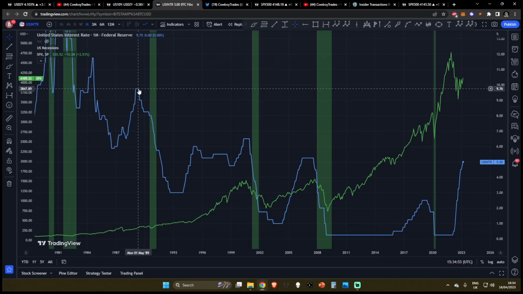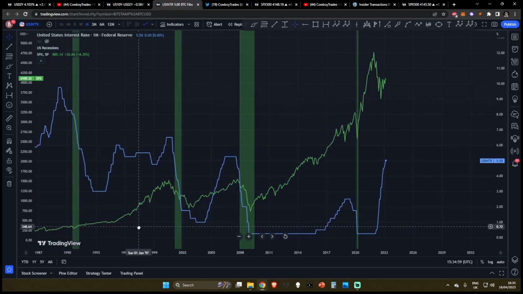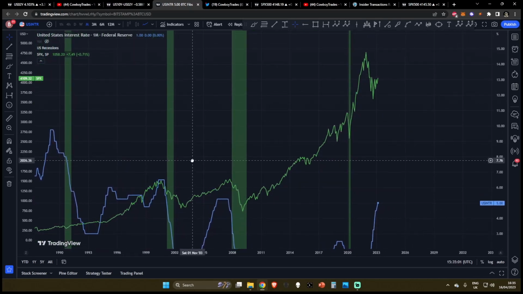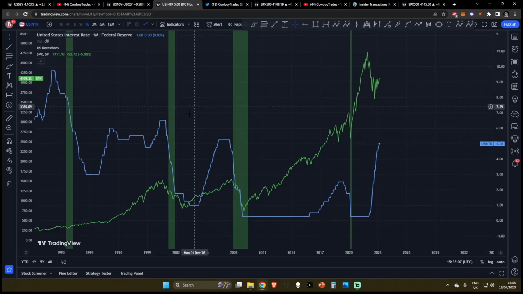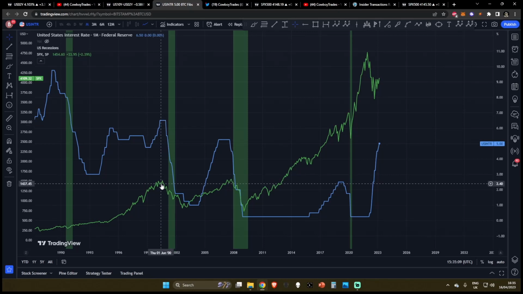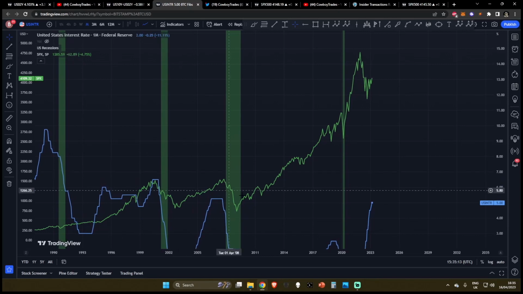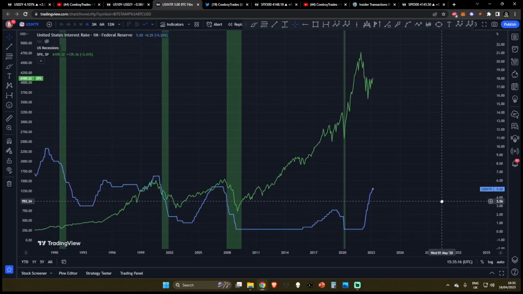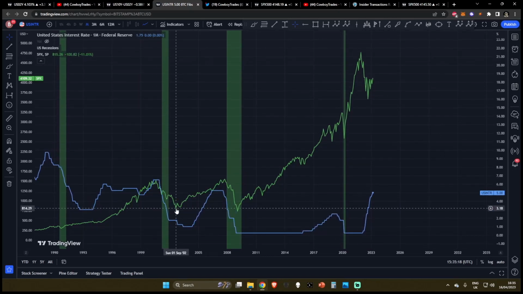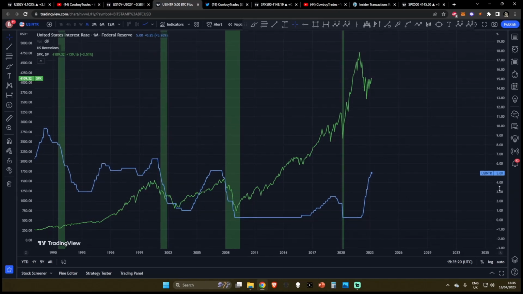Over here in 89, you can see we had that cut in the interest rates, the recession was confirmed, and we did have a crash in the equity markets. Over here, you can see the top in the S&P 500 correlated with a top in the interest rates. The interest rates are this blue line, and the S&P 500 is this green line down here. You can see once the interest rates were cut over here, boom, we had a major crash to the downside once the interest rates were cut.